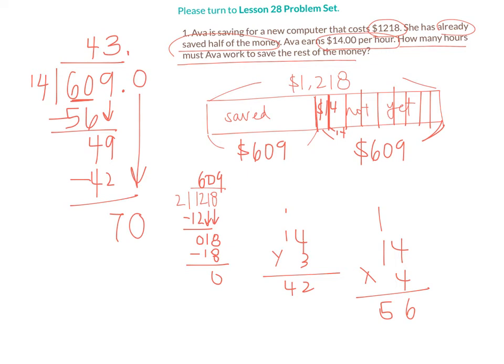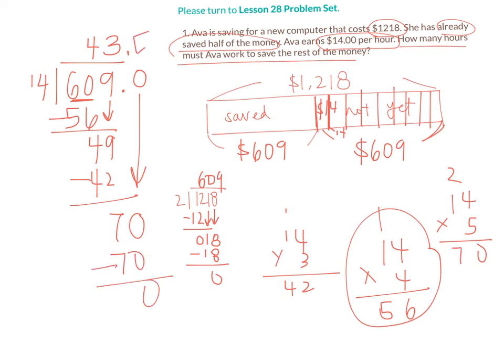So let's try, should we try 4 again? Yeah. No. We could try 5 because we know that 14 times 4 is 56. So what's 14 times 5? 70. Oh, isn't that nice? Okay.